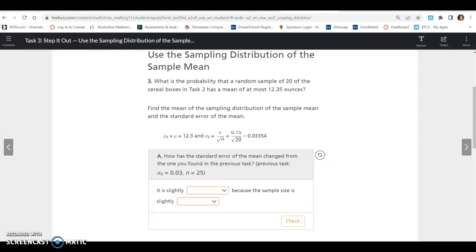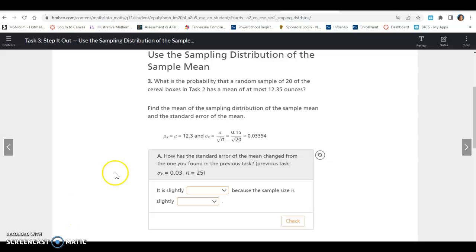Lesson 19.4, Task 3. Use the sampling distribution of the sample mean. What is the probability that a random sample of 20 of the cereal boxes in Task 2 has a mean of at most 12.35 ounces? Find the mean of the sampling distribution of the sample mean and the standard error of the mean.